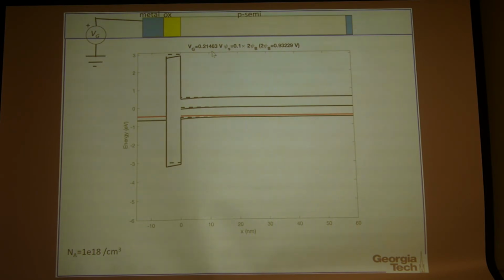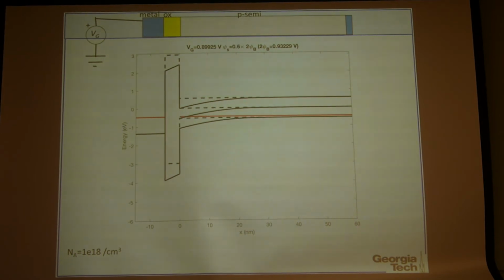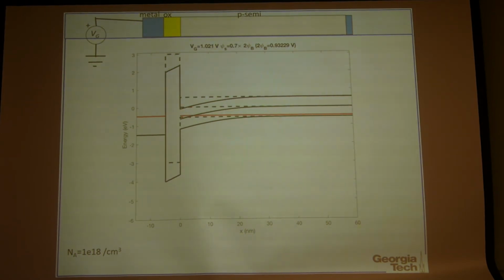So let's do this. You see now we keep increasing. So you see the Fermi level of the metal is pushed down by the gate voltage, and then the band is bent down. But the Fermi level, this red line, is flat in this process.